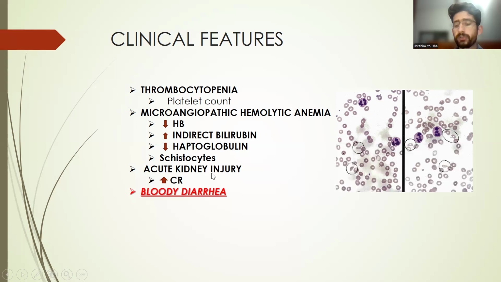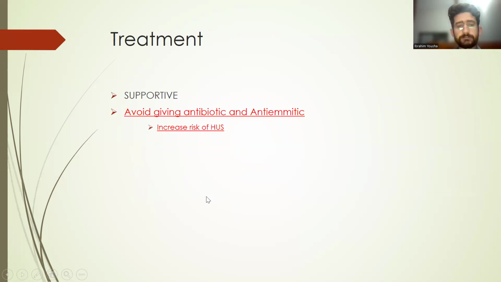We also have acute kidney injury. What is the reason behind acute kidney injury? The reason is that the Shiga toxin mainly affects the renal artery, causing decreased blood flow to the kidneys, which decreases glomerular filtration rate and causes an increase in creatinine. Another characteristic finding of hemolytic uremic syndrome is bloody diarrhea.